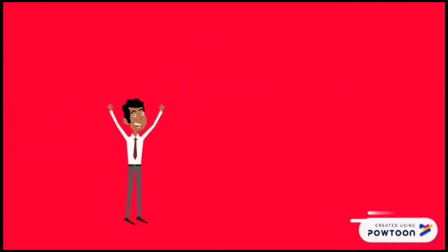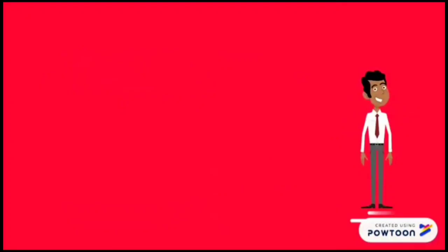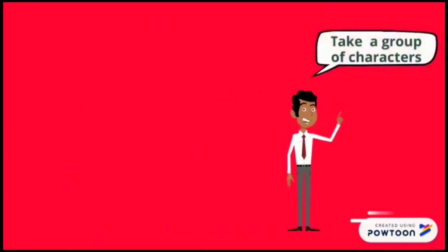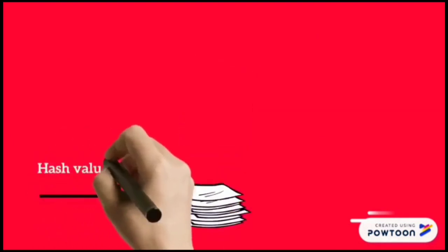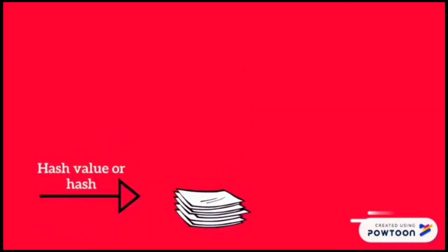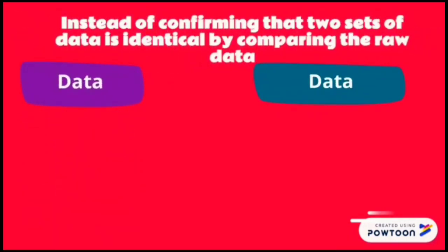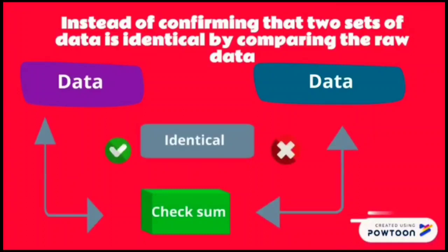In addition, we're going to see what MD5 is. MD5 is a message digest algorithm. It's a cryptographic hash function. A hash function takes a group of characters called a key and maps it to a value of a certain length called a hash value or hash. Instead of confirming that two sets of data are identical by comparing their raw data, we use a checksum to make sure whether they are identical or not.